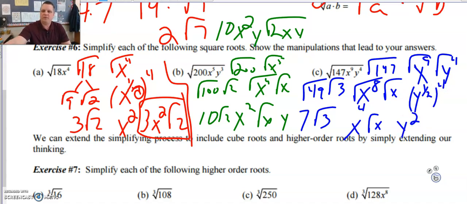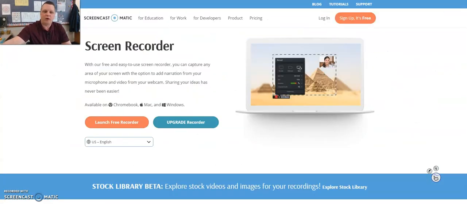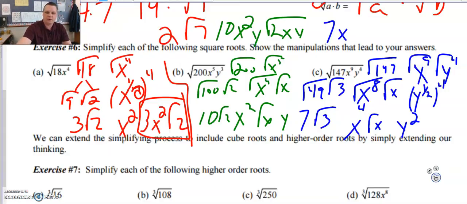So again, up above, 7x to the 4th, y squared, and then root 3x. Okay, got it. Very tricky, very tricky.